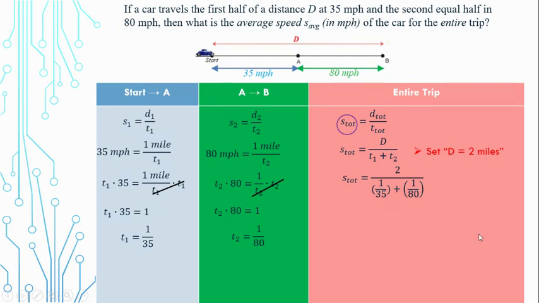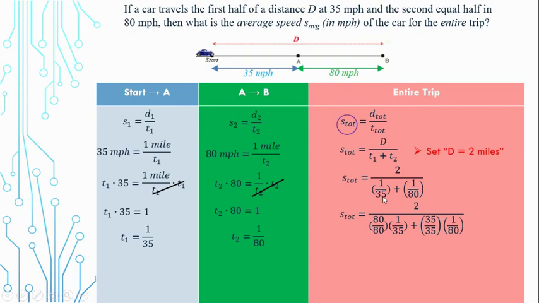At this point, if your calculator skill is really good, you can just punch it in your calculator and get an answer. But this is for the rest of you folks who might need a little help in terms of finding common denominators and brushing up on your math skills. Okay. I have 1 over 35 plus 1 over 80 in the denominator. They do not have the same denominator.